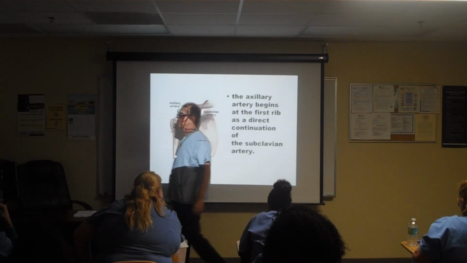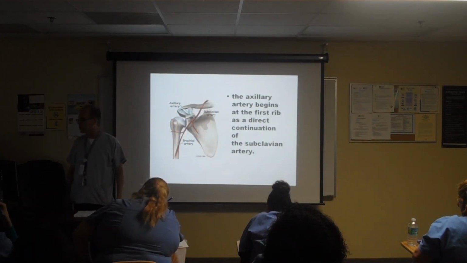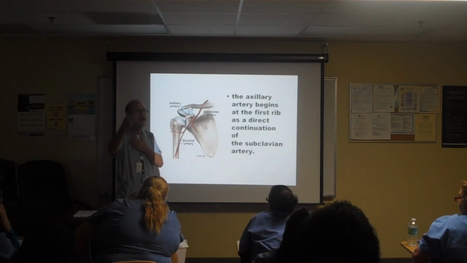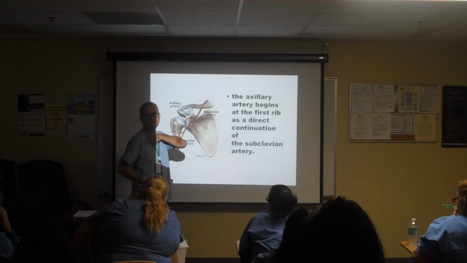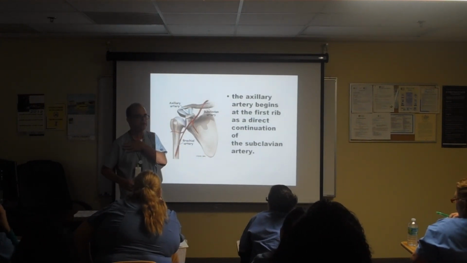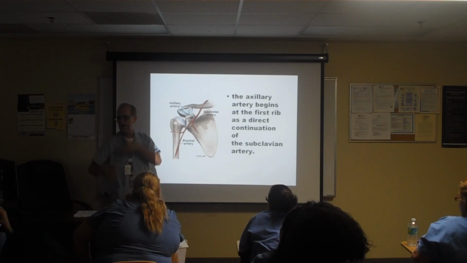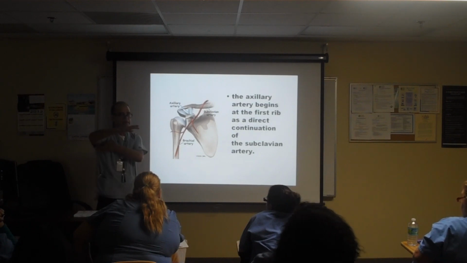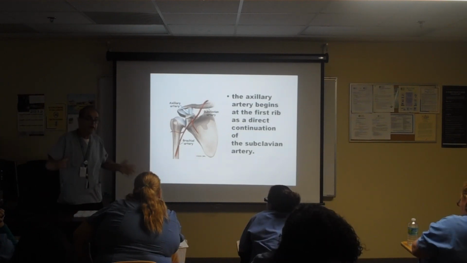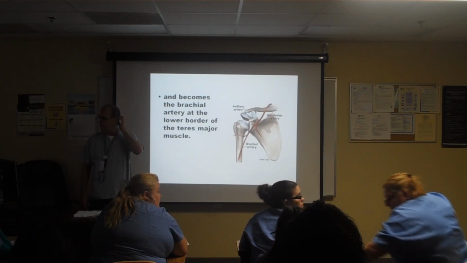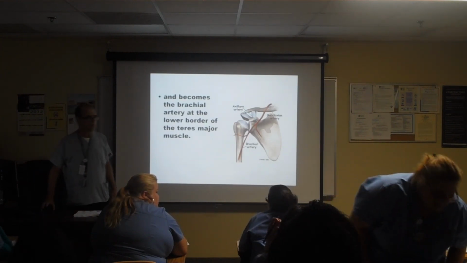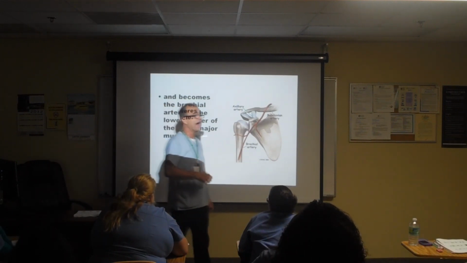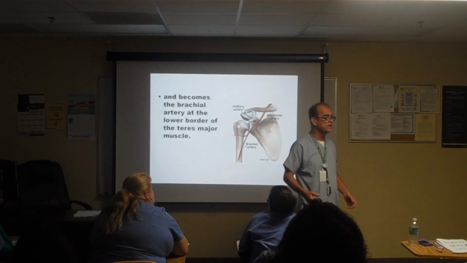The axillary artery begins at the first rib as a direct continuation of the subclavian artery. In other words, the subclavian artery becomes the axillary artery when it goes outside the thoracic cavity, at the first rib. It is very easy to scan the axillary artery in the axilla. You remember the artery at the lower border of the teres major muscle. There are muscles that you cannot see here. At this moment, the axillary artery becomes the brachial artery.